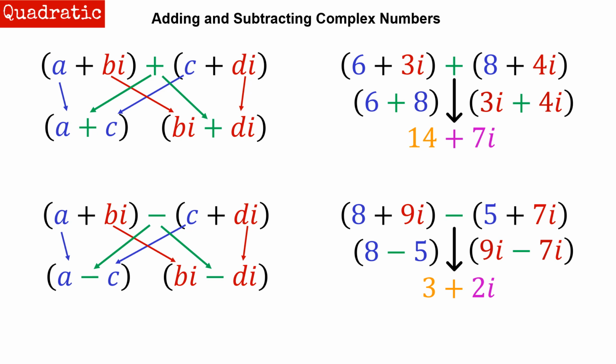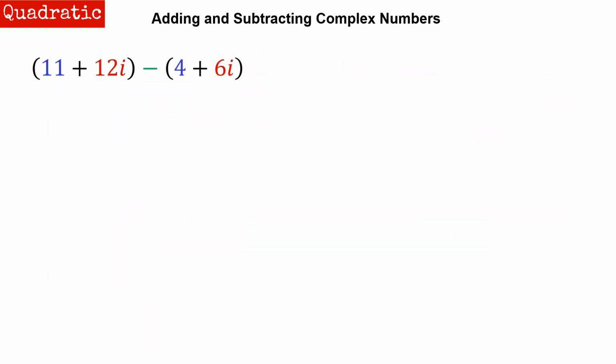Let's look at a couple more. We're subtracting the two complex numbers. So the first thing we're going to do is subtract the real numbers, and then we're going to subtract the imaginary numbers. 11 minus 4 is 7, and 12i minus 6i is a positive 6i. That's why we have 7 plus 6i, and we don't have a subtraction between them.